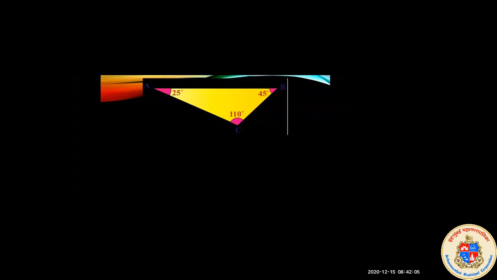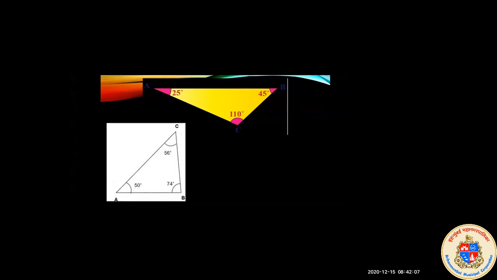Very good. Now see the next one. Now this triangle ABC, the measurements of the angles are given. Which type of triangle is it? Acute angle. Why is it an acute angle triangle?